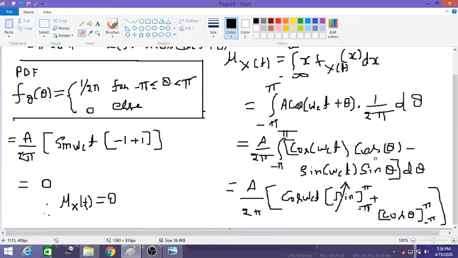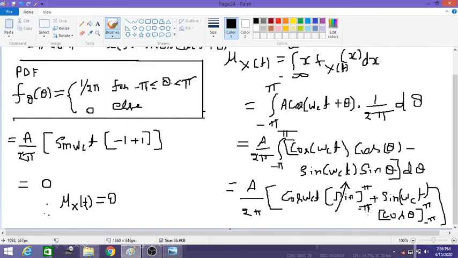So integration of cos omega ct is, yeah, sorry, that was correct actually. Here sin omega ct is a constant. I forgot to tell you, sin omega ct is a constant. We are integrating only with respect to the theta term. So the integration of cos theta is sin theta, and the integration of sin theta is minus cos theta, so we'll get here plus.